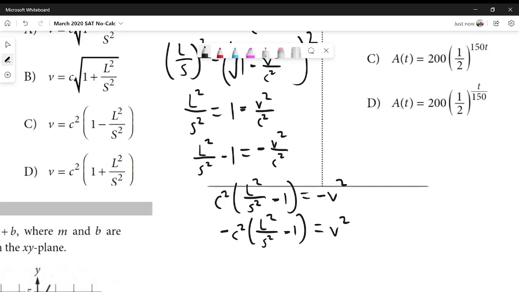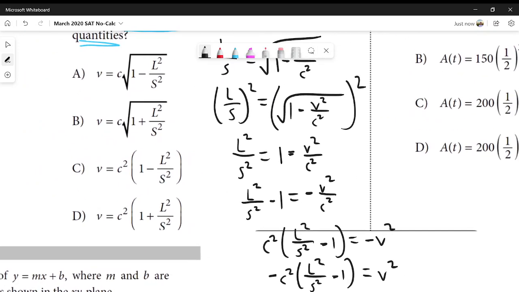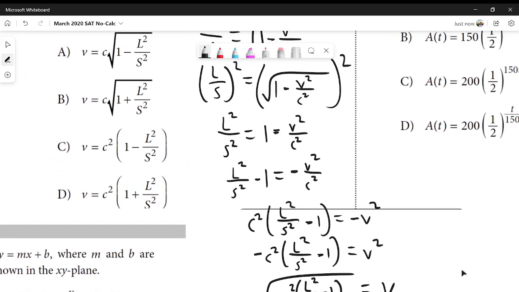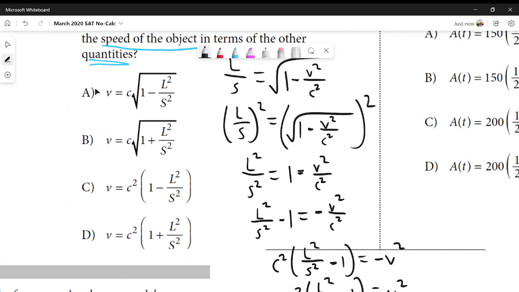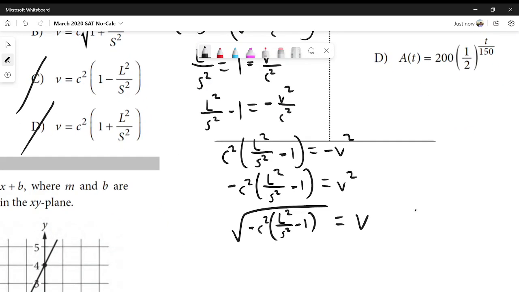And then after that, I've got to take the square root of this whole thing. So it's going to be the square root of negative c squared times (L squared over S squared minus 1), and that's going to be equal to v. Let me just look at the answer choices. I know that C and D are gone, because there's definitely going to be a square root in the final answer.